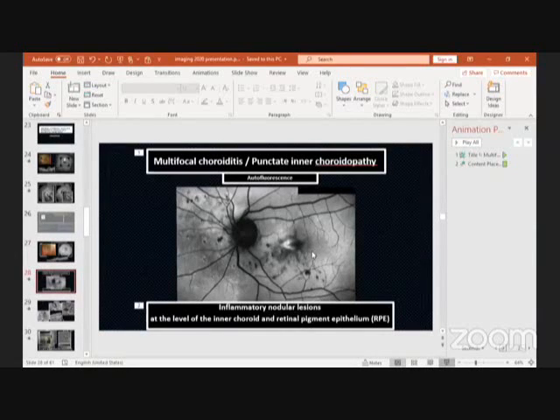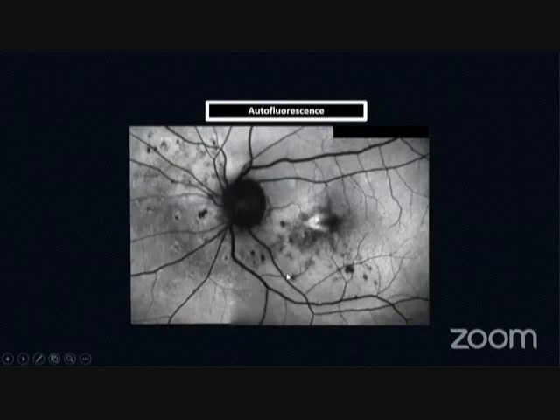So by autofluorescence, we can see that there are multiple lesions scattered all through the posterior pole.